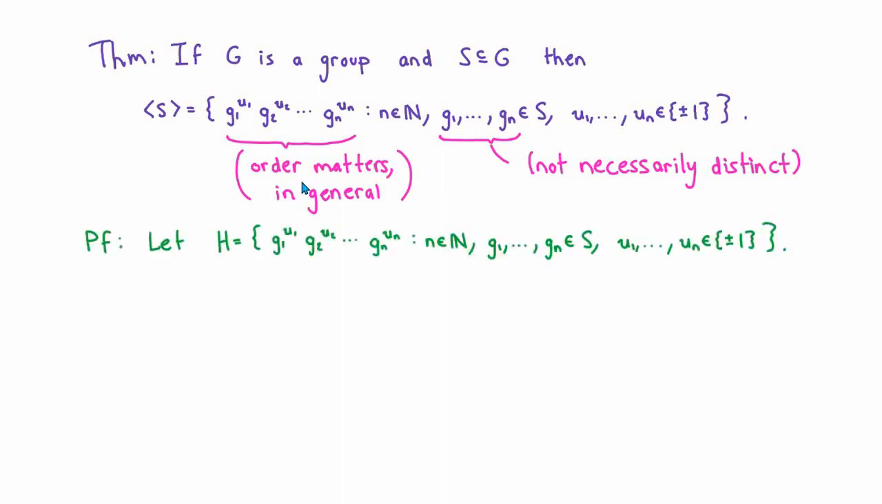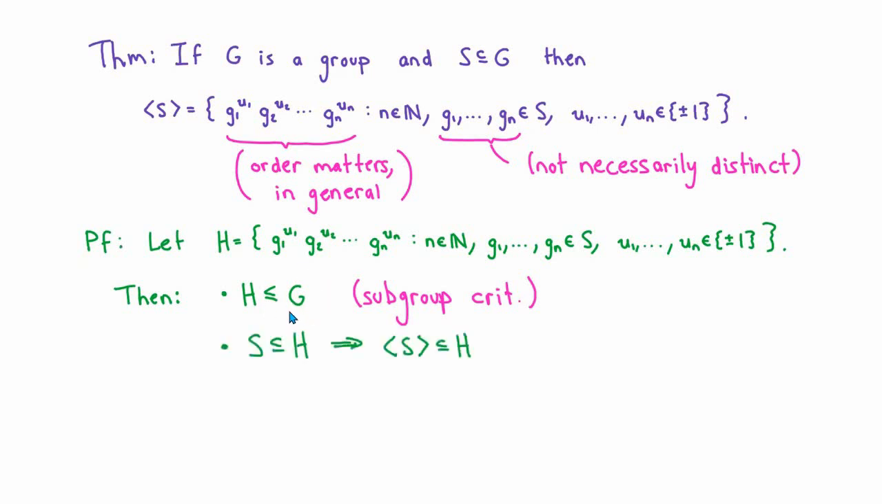Well, the proof of this theorem is much like the example that we saw. Let's let H be the set in the statement of the theorem. And let's notice three things about the set H. Number one, it's closed under products and taking inverses. That's pretty easy to check, and so it guarantees that H is a subgroup of G. Number two, H contains all of the elements of S, and so that guarantees that the subgroup generated by S is a subset of H.